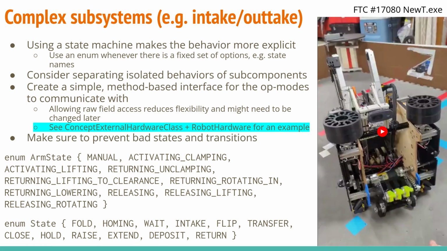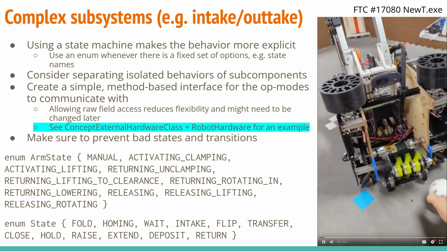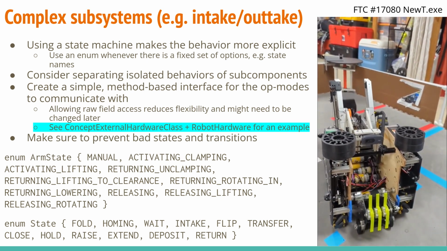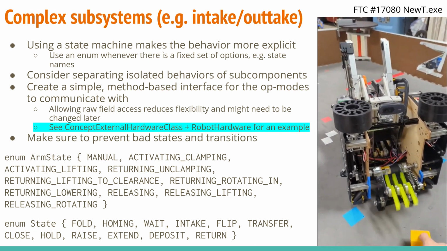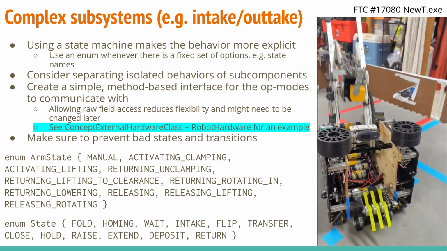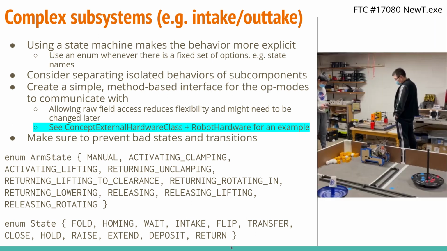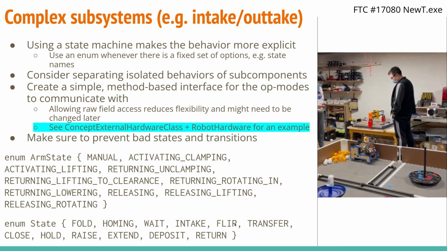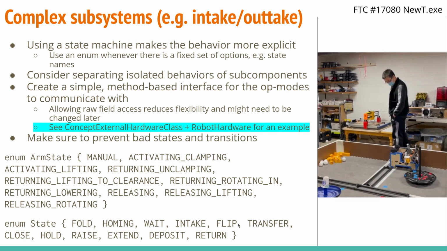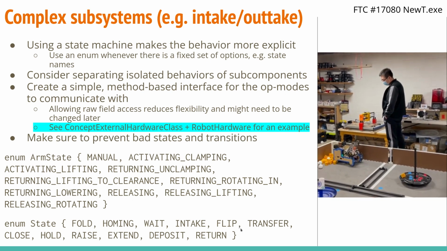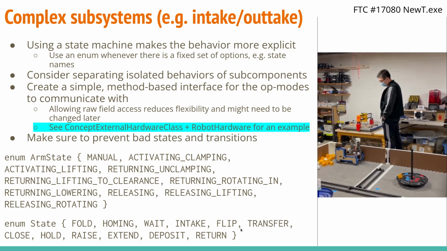Now, complex subsystems. We have an example with our robot with the intake and outtake. Here it takes in the ball, transfers it, uses various sensors in the process, and then dumps it out the back. It has a lot of moving parts and sensors involved and various states, so it uses this enum state here to keep track, as well as various other fields. Having this enum for state makes sure that you always cover all the states and don't miss any.